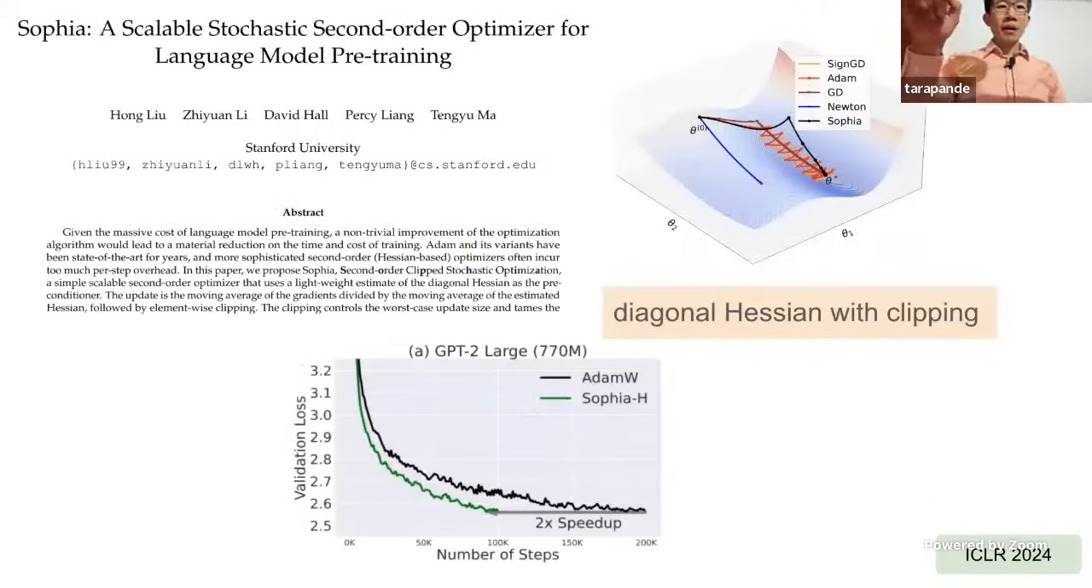A second project we did was on developing a new optimizer based on second order information, and particularly looking at the diagonal Hessian with some clipping. And this provides a 2x speedup over Adam. And again, of course, in order to do this research, you need to be able to train from scratch to show that you get improvements over Adam.